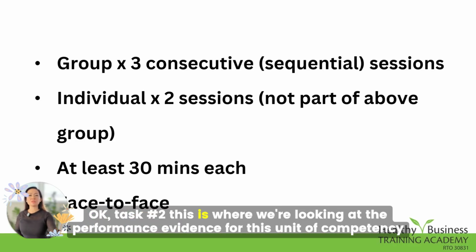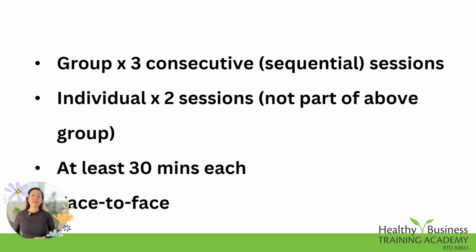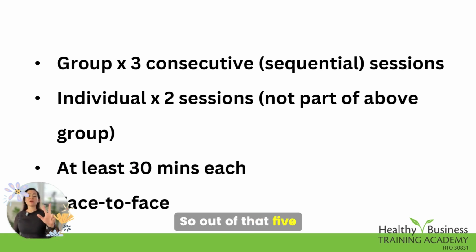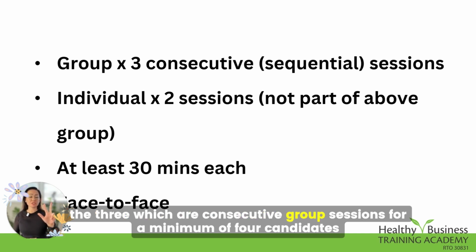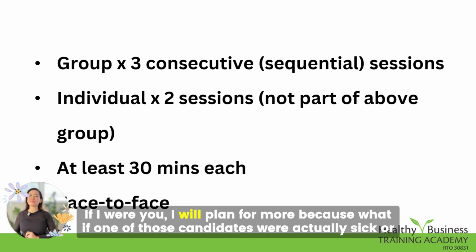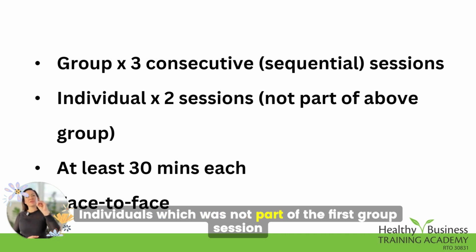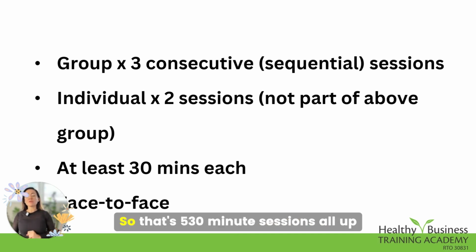Okay, task number 2. This is where we're looking at the performance evidence for this unit of competency. And it consists of you delivering 5 sessions all up. So out of that 5, 3 which are consecutive group sessions for a minimum of 4 candidates. If I were you, I would plan for more because what if one of those candidates were sick or away or if something came up? Now, the other 2 are for individuals, who were not part of the first group session. So that's 5 30-minute sessions all up.